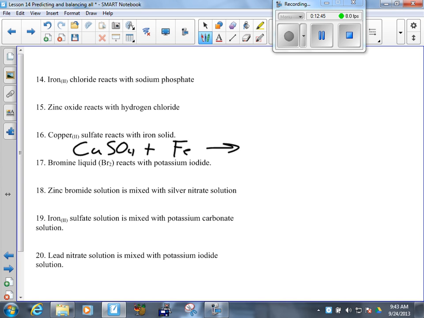So the answer should read Fe2(SO4)3 with Cu, and then you have to balance everything, so you got to put a 3 here to balance the sulfates, and a 3 here to balance the copper, and a 2 here to balance the iron. Okay, so there is a mistake on the key. You want to check number 16, make sure that you did it right and not the way I did it, which was wrong. Okay.